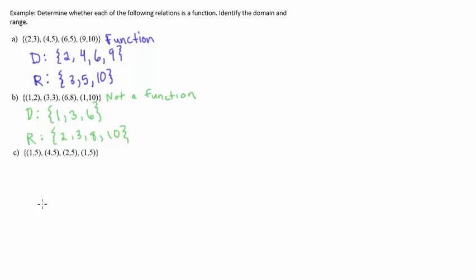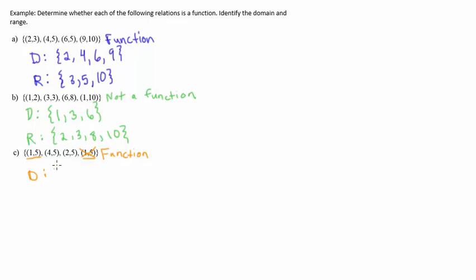Now, part C is designed to trick us. If we look at the x values, 1, 4, 2, and 1, we notice, hey, we have an x value that repeats. But look at what these points are, 1 comma 5, 1 comma 5. So 1 is still only going to one thing. It's still only going to 5. Basically, it's like they just repeated a point. So we really don't even need that second 1 comma 5 in our list at all. So this still gets to be considered a function, even though we had an x value repeat. If it has the exact same y value, that's okay.